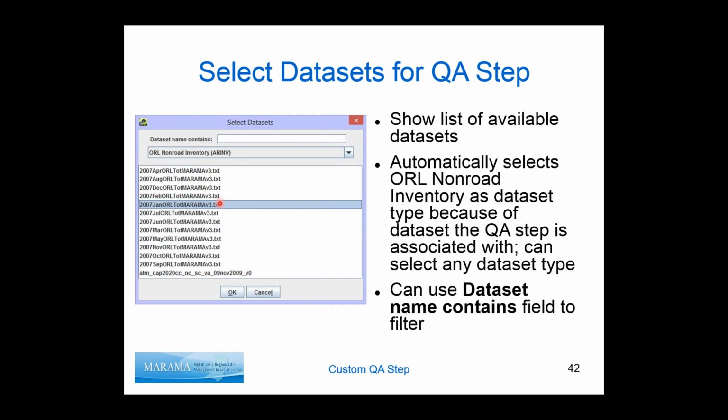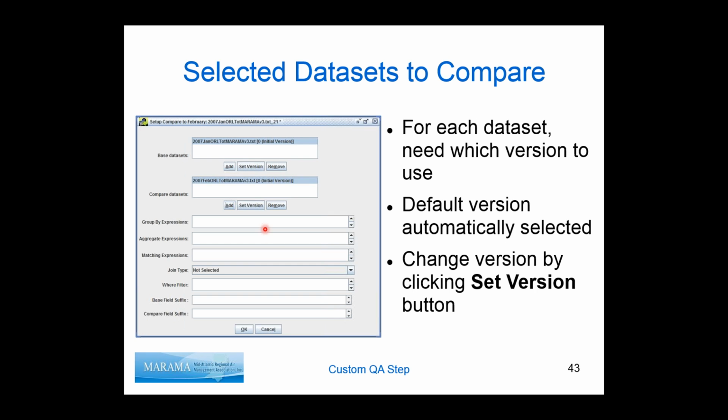So this shows us finding our January inventory, because that's going to be our base, and clicking it. You do have some options here. If you have a lot of data sets, you can use the dataset name contains to filter your list. Again, you can change the dataset types to show other types. You do that same process for the base and comparison data sets. So we went in and picked January as our base data set, and we're going to compare it to the February data set.